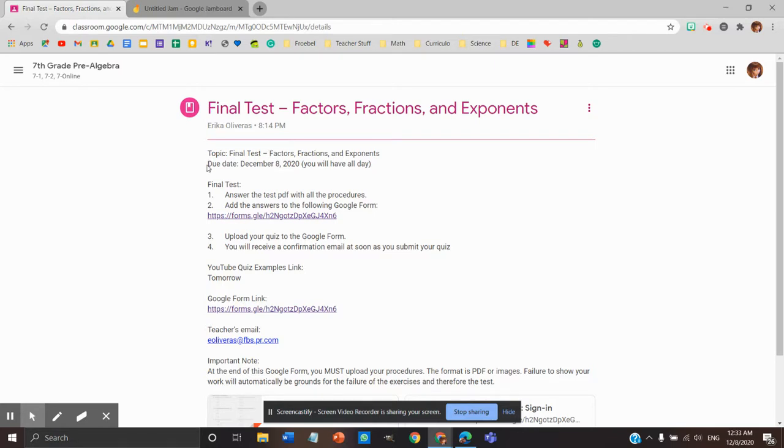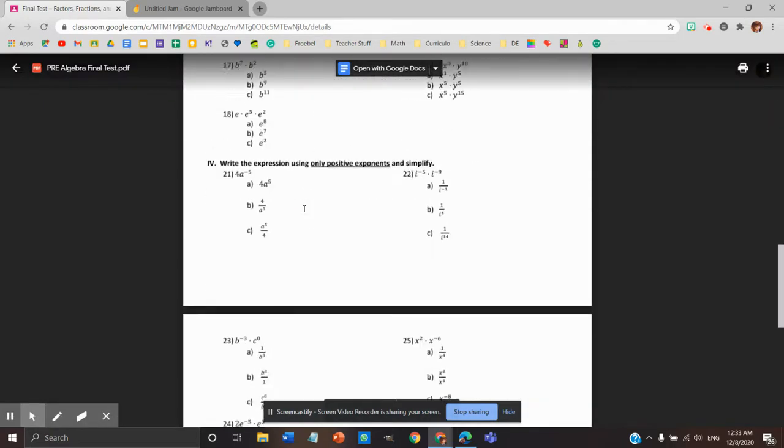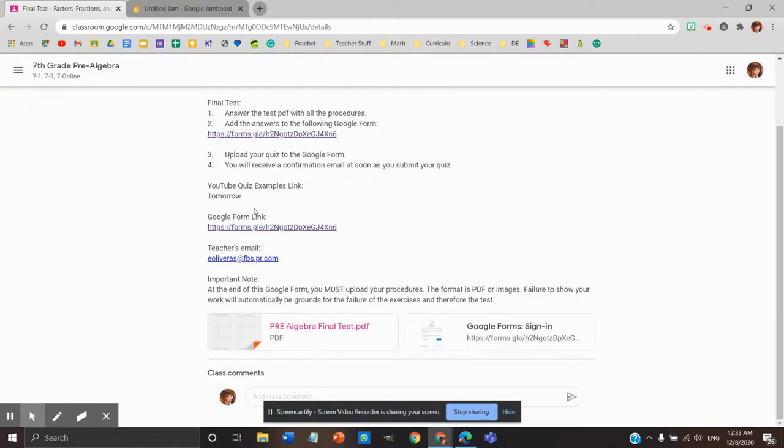You have your topic, you have your due date, and again, you're gonna have the whole day of December 8th to send me your answers. So that means that on December 9th, I am not gonna be receiving any more final tests, okay? It says here, answer the test on the test PDF. That is the one that I'm sending you. Here it is, another copy of it. So if you want to see it, it's in PDF format. You can print it and do it there. If not, you can also just watch it on your computer and answer it in your notebook.